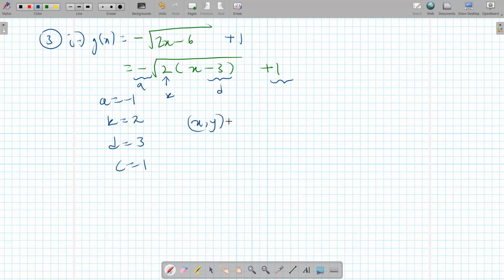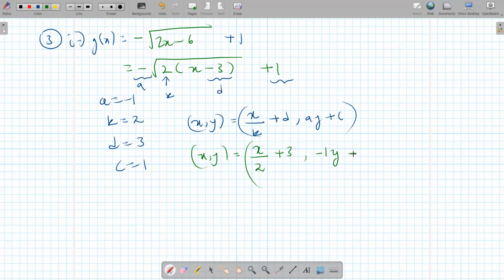Now the point mapping rule is this. Any point (x, y) on the parent function, in this case the square root function, maps to (x over k plus d, a y plus c). There's a formula for this, and you need to remember it. So in this case, we just have to plug the numbers in. The x and y from the parent function go to (x over 2 plus 3, -1 times y, or -y, plus 1). And there you go. That's the answer to a, the point mapping rule. That makes sense? Yeah, okay, I got it.